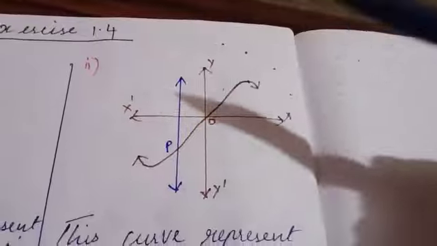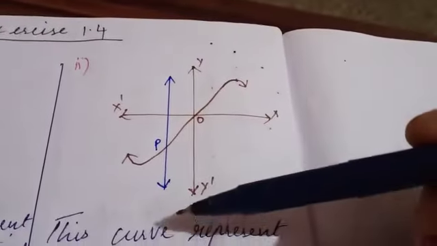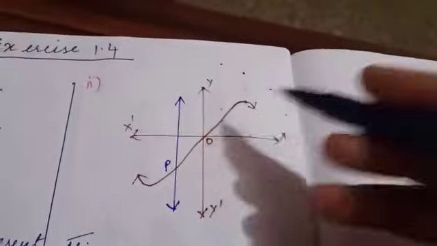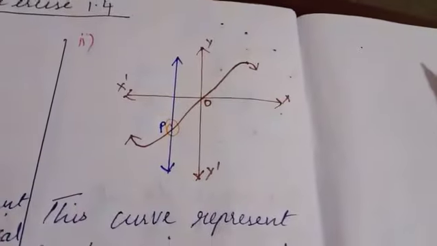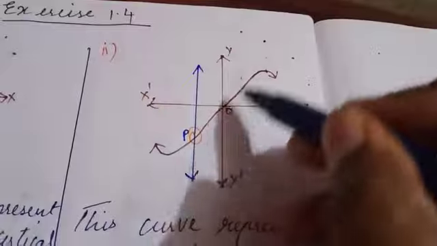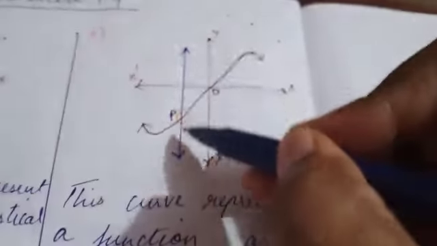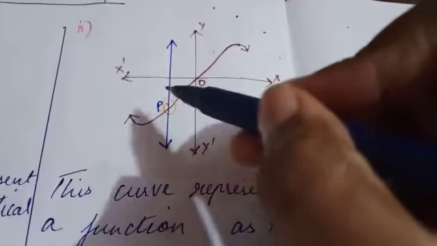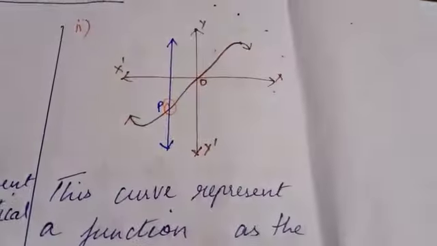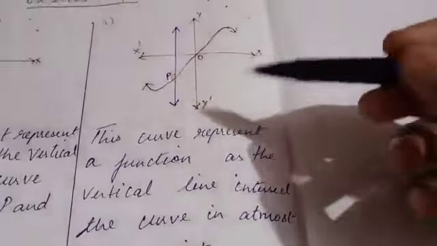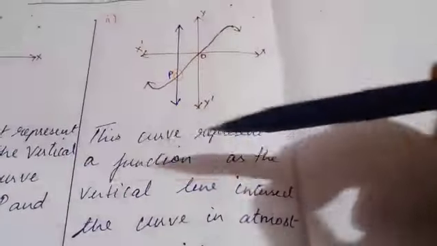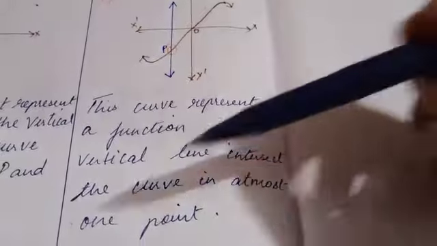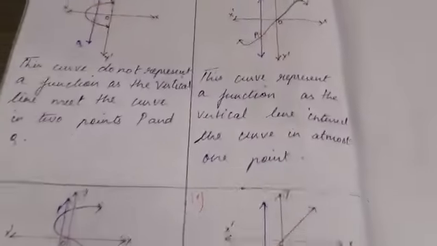Next, the second subdivision. So I have drawn a vertical line here. Yes. So here it meets the curve in 1 point. The vertical line meets the curve in 1 point. Since it meets in 1 point, this represents a function. This curve represents a function as the vertical line intersects the curve in at most 1 point.